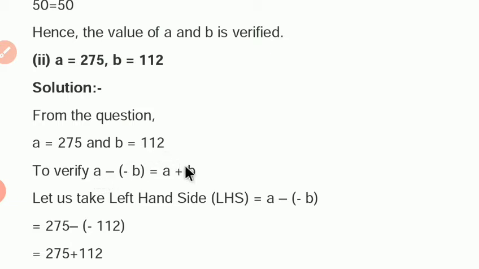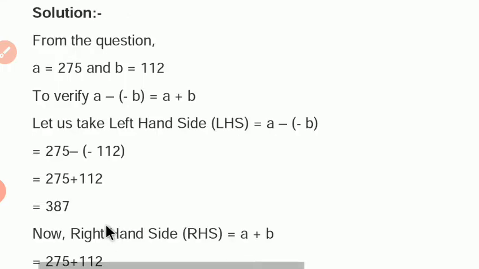So this one is left hand side, it is right hand side. So left hand side is given as A minus of minus B. So we'll put the values: 275 minus bracket minus of 112. Again we know that minus into minus is plus. So 275 plus 112, which is equal to 387.